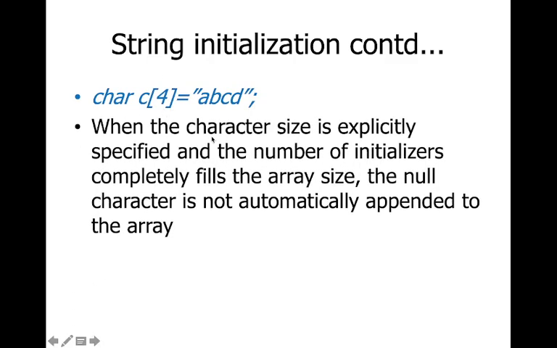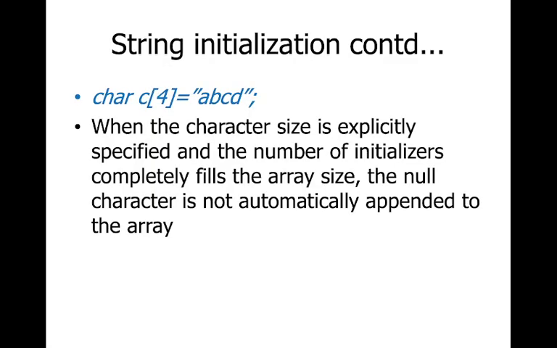So when the character size is explicitly specified and the number of initializers completely fills the array size, the null character is not automatically appended to the array. So we have to mention that C of 4 equal to slash 0, and you have to insert it. Otherwise there will be some problem. We won't be able to find the end of that string. Okay. So if the initializers completely fill the array size, then that slash 0 won't be automatically appended to that array.